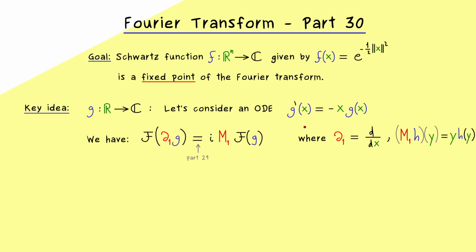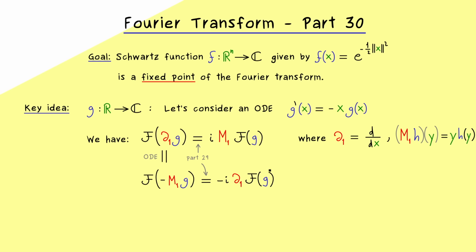In fact, now let's say that the ODE holds for the given function g. Hence, instead of the derivative, we can just write the multiplication operator m1. And also there, it's possible to pull out this operator and then it becomes a differentiation operator. Indeed, this is the second formula we have discussed in part 29. It's given by -i times the derivative of the Fourier transform of g.